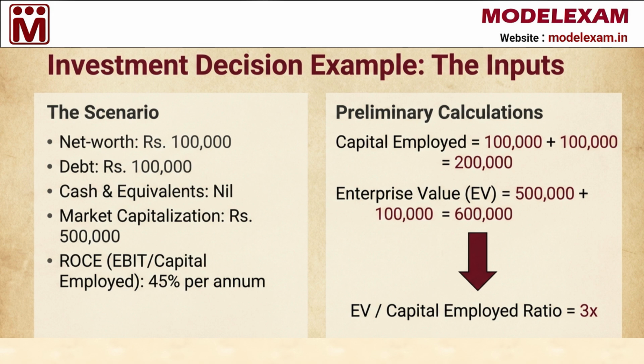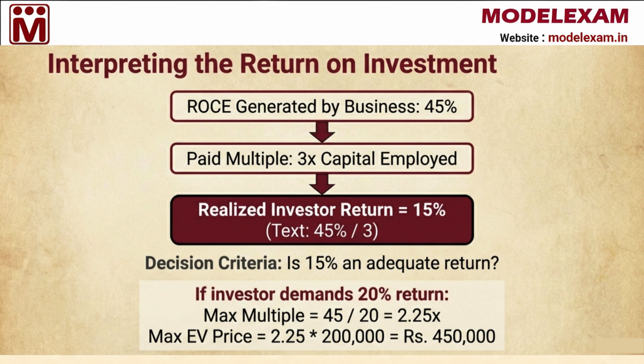Imagine a business with a net worth of 1 lakh rupees and debt of 1 lakh rupees. This means the capital employed is 1 lakh plus 1 lakh, which equals 2 lakhs. The market capitalization is 5 lakhs. So the enterprise value is 5 lakhs plus 1 lakh, which equals 6 lakhs. If we divide the enterprise value of 6 lakhs by the capital employed of 2 lakhs, we get a ratio of 3 times. Now, how do we interpret this?